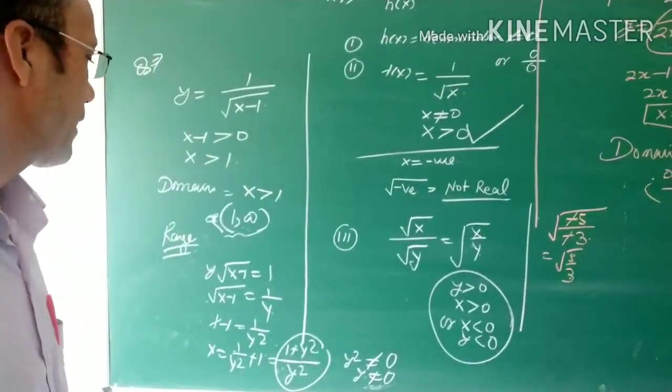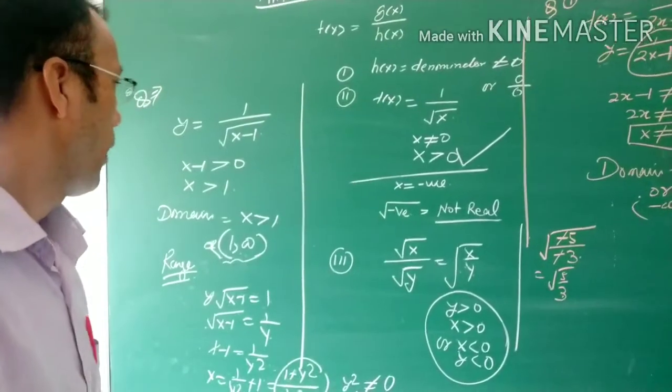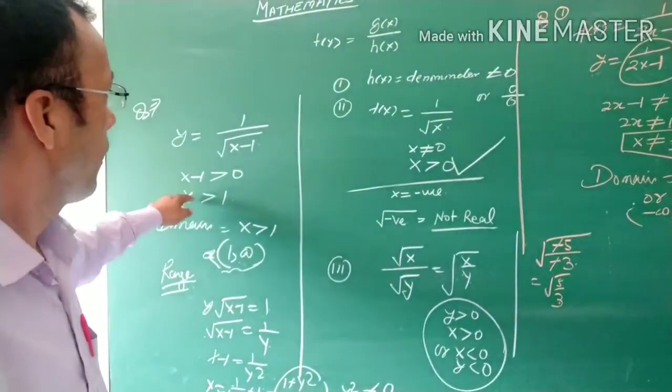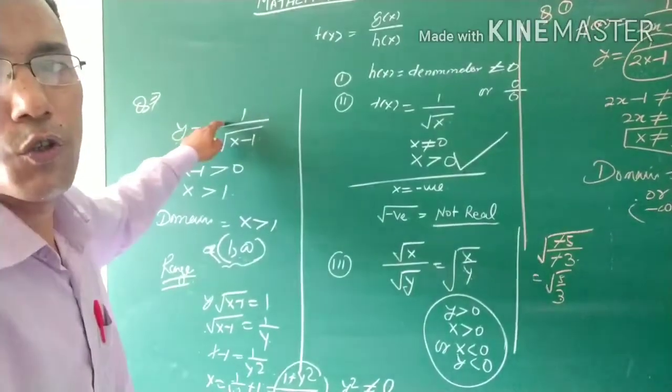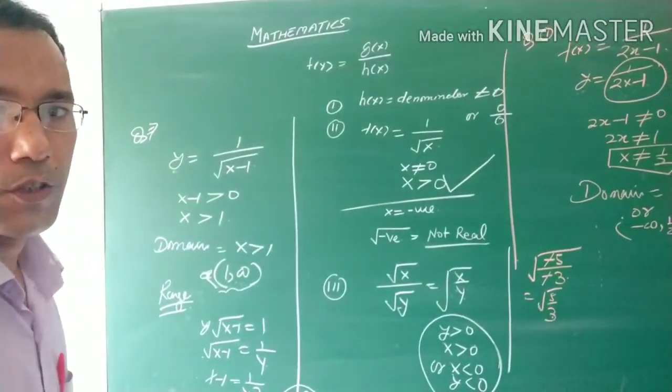That means the range is R minus 0, and y is the independent variable here. If I put y as 0, what happens? 0 is equal to 1. So that is the range of the function.